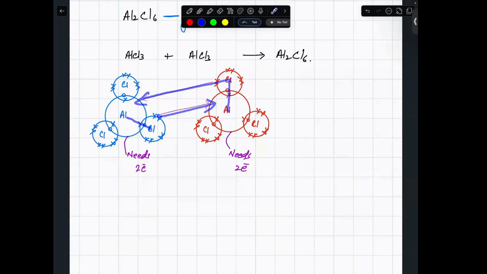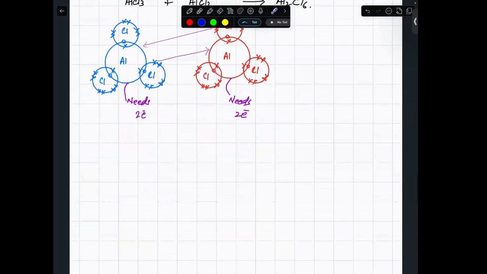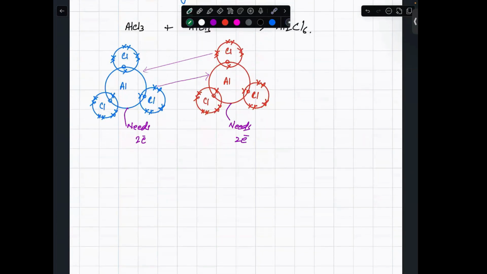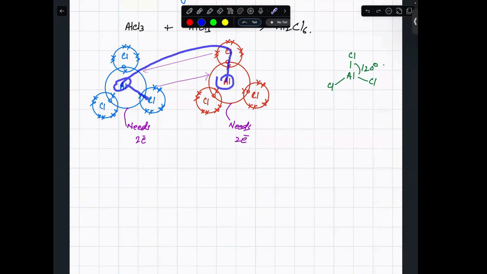See? Now, how to make the dot and cross? And one thing more. What are the angles? 120. If you see, AlCl3 is 120, trigonal planar. And now, what are they going to do? Are the aluminium overlapping with each other? No. The 2 aluminium are bridged by chlorine.